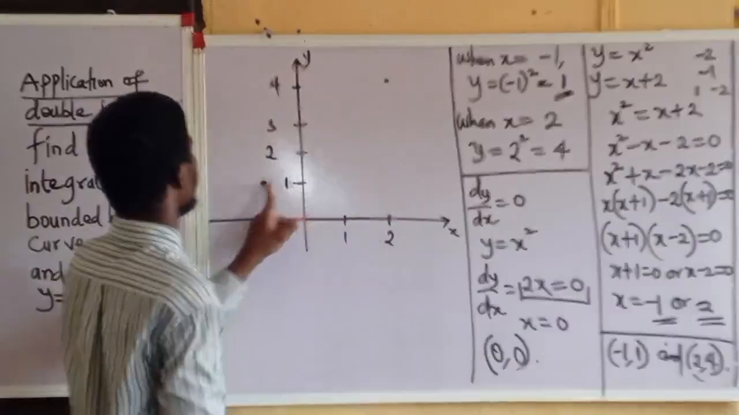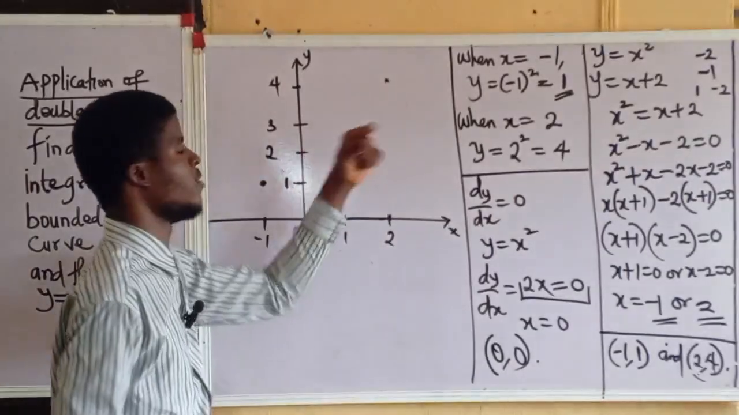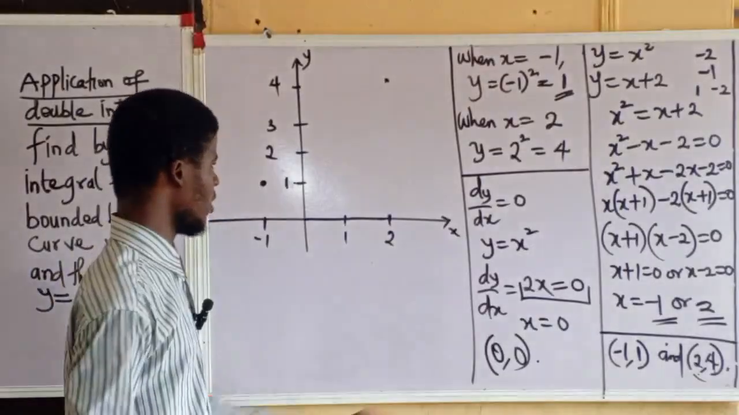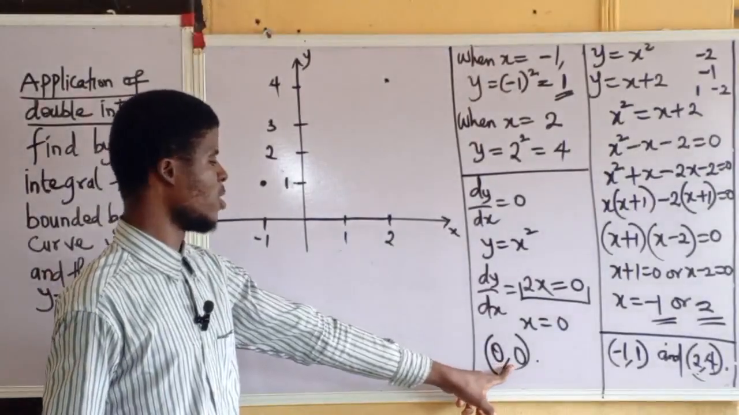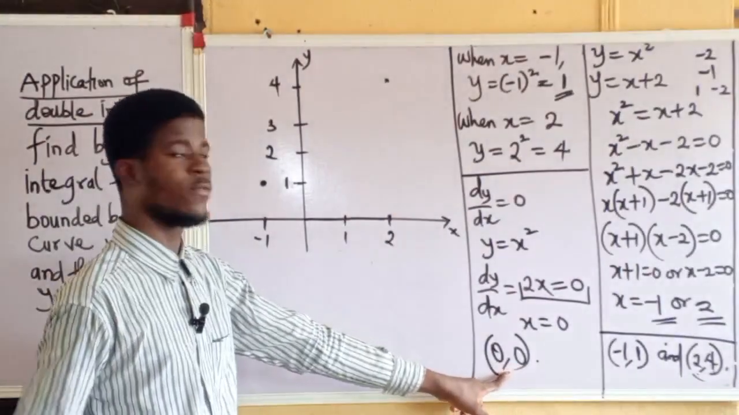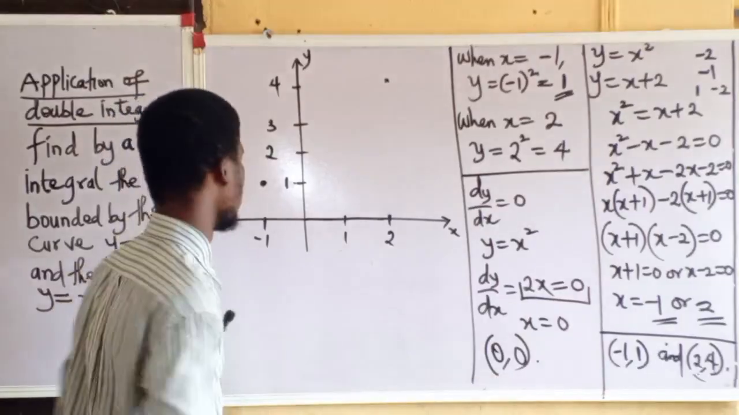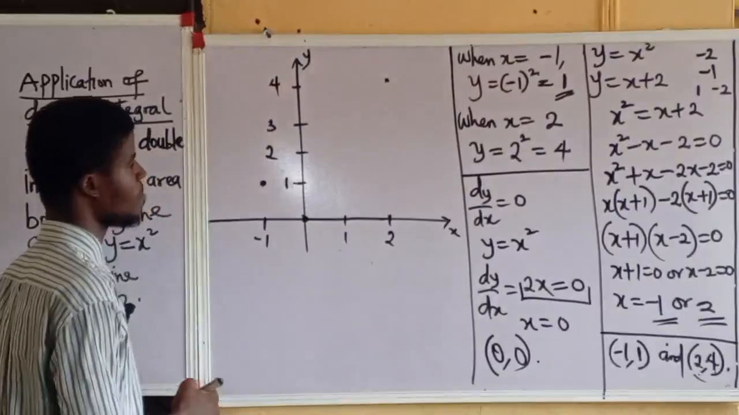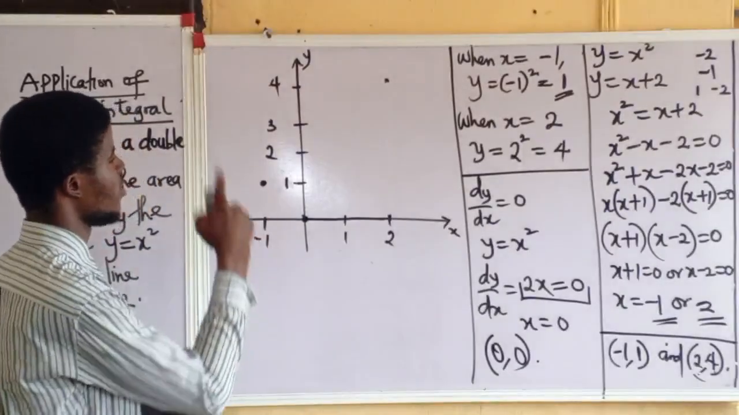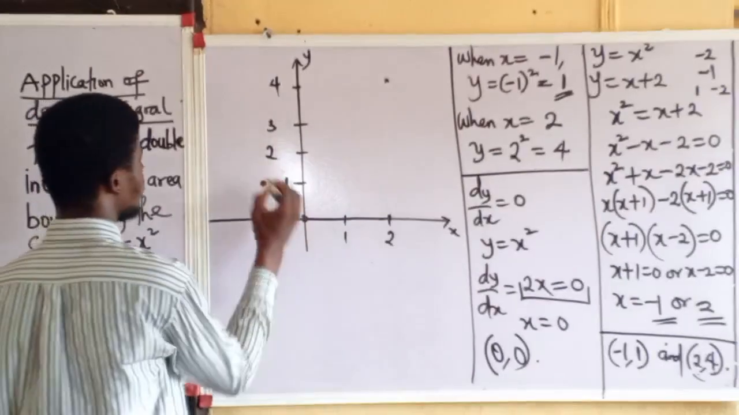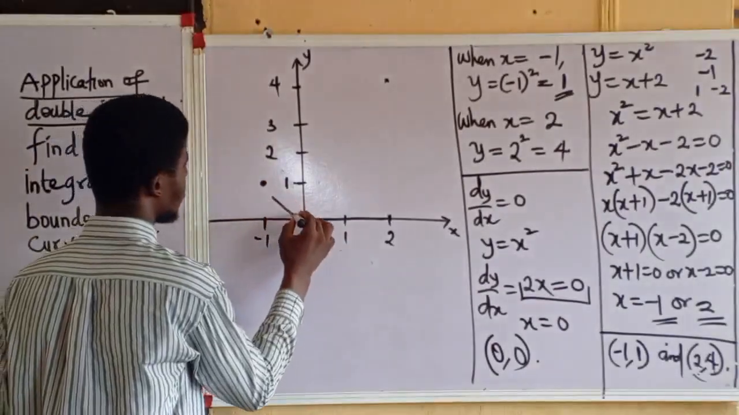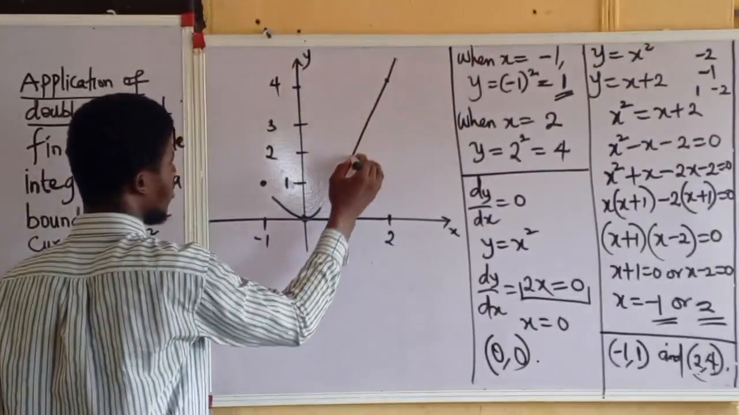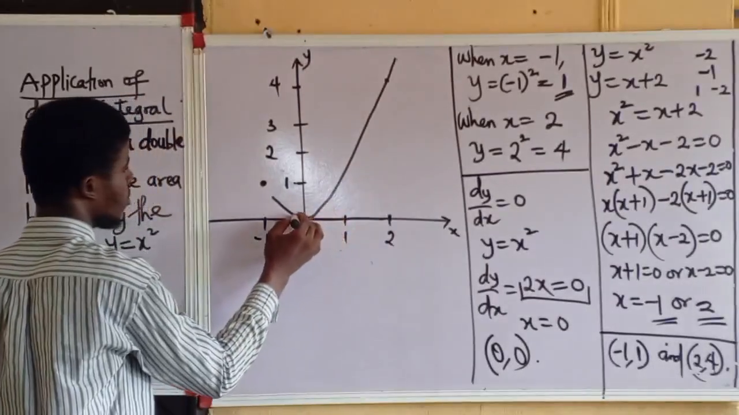Of course, these two points are the points of intersection of the curve and the line. Now, the curve also passes through this point. That's why I determined the stationary point, where the curve turns at 0, 0. That's the origin. So this is it. Let's connect the three points together. I'll do something like this. It's a rough sketch.